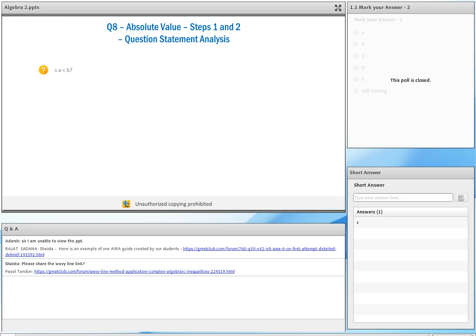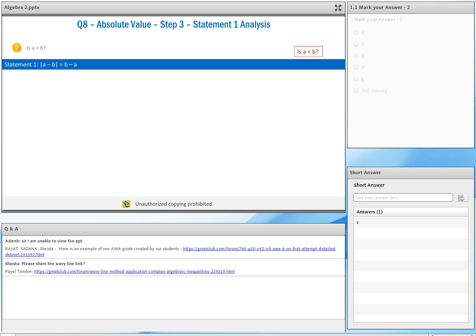Okay. So let's go through this question now. What we have to find out is: is A less than B? And what's given to us, let's take a look at statement 1. Mod of A minus B is equal to B minus A. Now, how will you solve this equation?